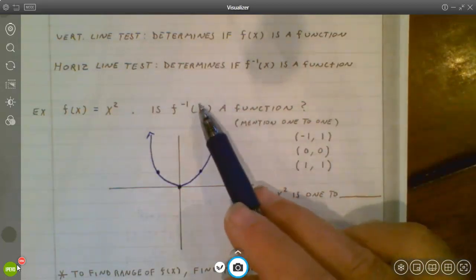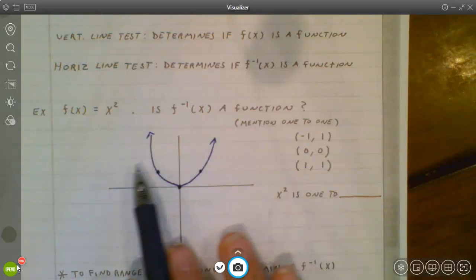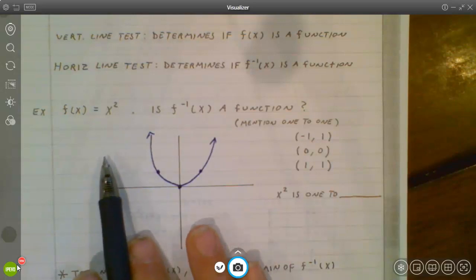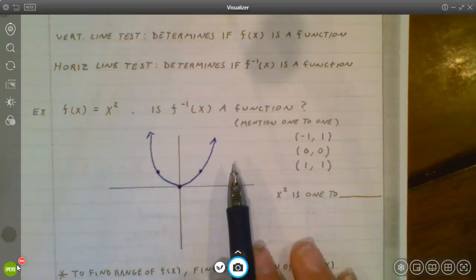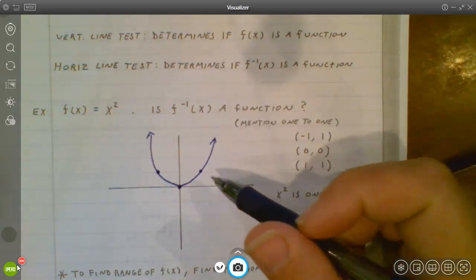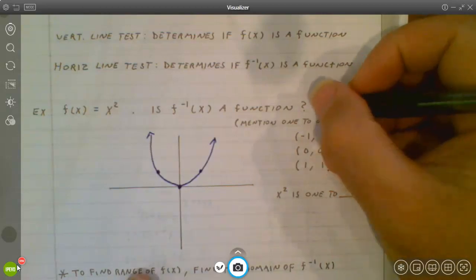Is the inverse a function? Well, if you look, if I gave it the horizontal line test under the same rules, it would fail, right? Because I could draw a horizontal line right here and hit the graph twice, so it would fail the horizontal line test. So the original is a function, however, the inverse would not be a function.